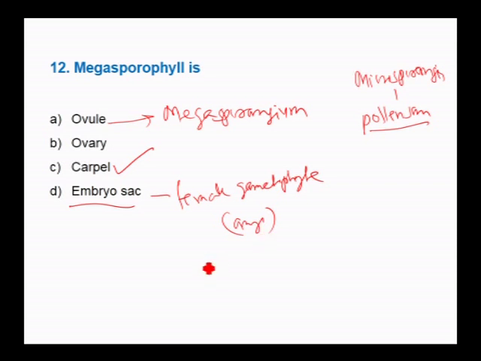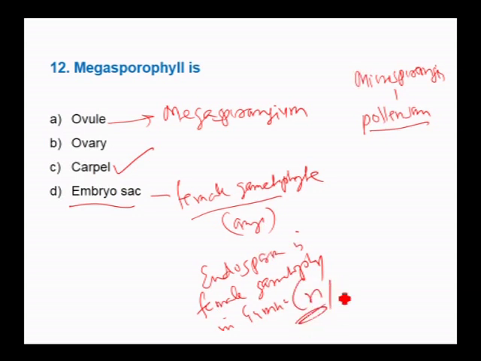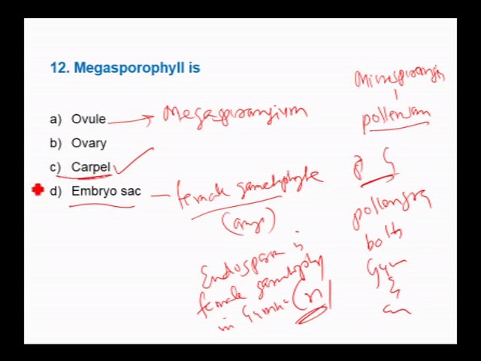But in gymnosperms, female gametophyte is endosperm. Endosperm is female gametophyte in gymnosperms and it is haploid. Whereas male gametophyte is pollen grain in both gymnosperms and angiosperms, because it produces male gametes. But female gametophyte is embryo sac in angiosperms, but in gymnosperms it is endosperm, a haploid pre-fertilized product. This is very important. So, for the given question, the answer is C, that is carpel.